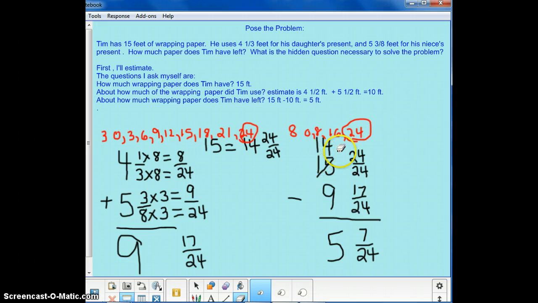That leaves me 14. Well, you know to look at the denominator, which is 24. 24/24ths is a whole. So 24 minus 17 is 7, and I leave my like denominator. And then 14 minus 9 is 5. So 5 and 7/24ths is my answer of how much he has left.